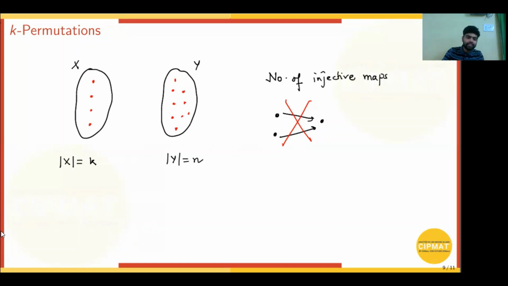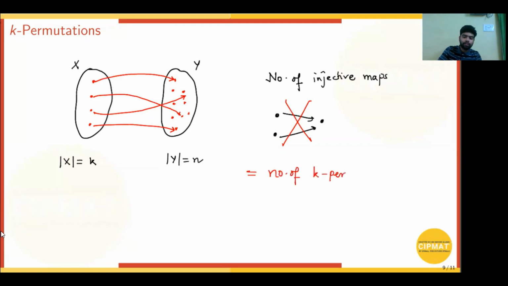So you can clearly see that this particular element can be taken by any of the n elements. This particular element can be taken up by any of the n elements. Similarly, this element can be taken up by any of the n elements. So here the number of injective maps is equal to the number of k-permutations of this particular set 1, 2, 3 till n, and that is equal to what?